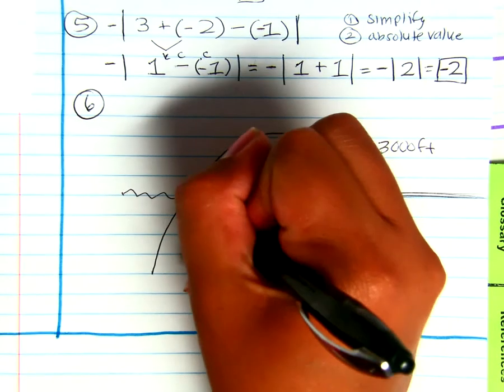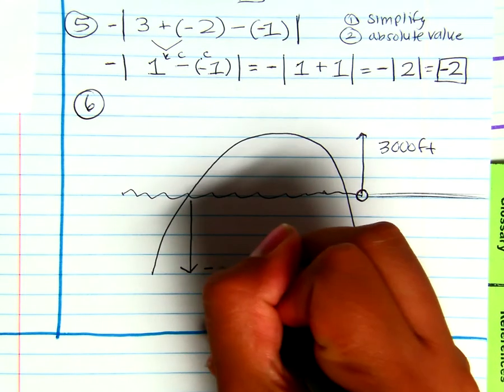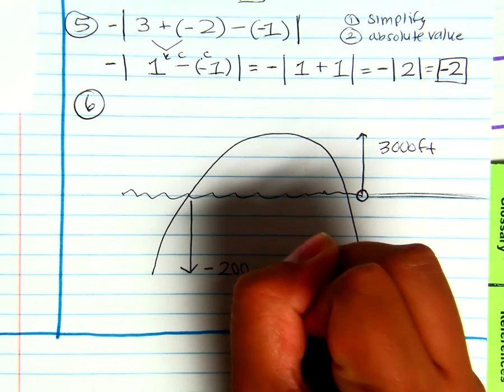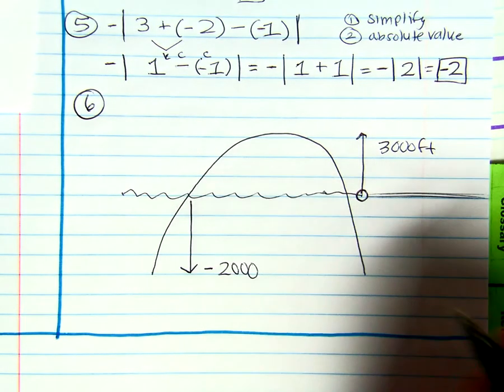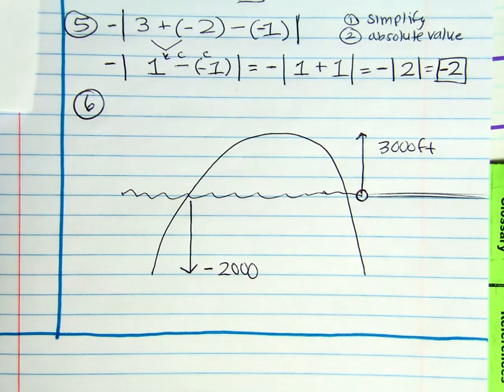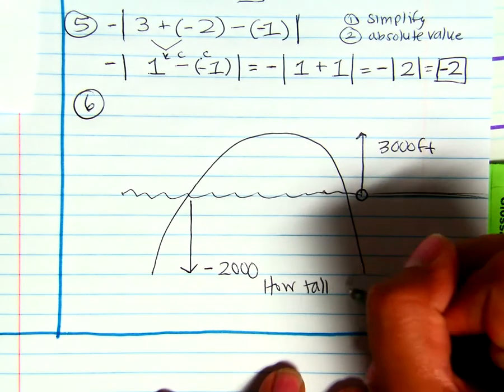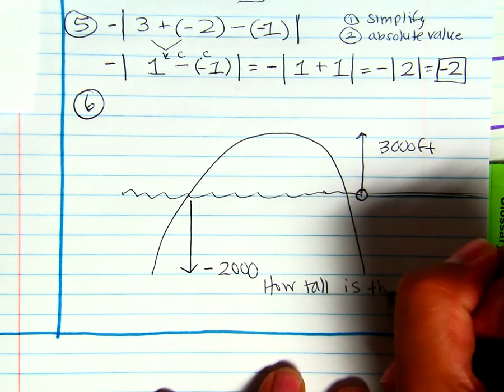It also obviously goes below the water, right? So what number would that be at? Negative 3,000. Well, we're going to say negative 2,000. I know my picture doesn't make sense because this is bigger. But we're saying it's negative 2,000. And you're going to write down the question, how tall is the mountain?